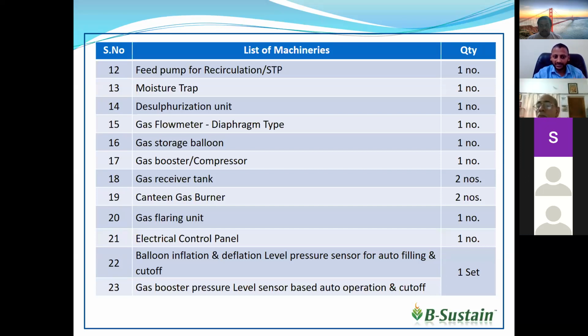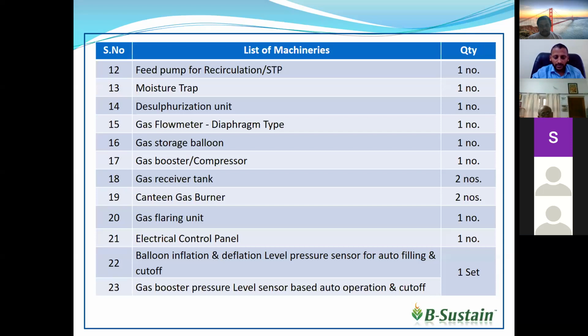Biogas needs a separate burner. It cannot be directly utilized in LPG burners, because the biogas density, calorific value, and fuel mixing ratio are all different. So we need a separate biogas burner. And then the gas flaring unit: if your storage is full and you don't have utilization, the excess gas generated can be flared in the gas flaring unit.